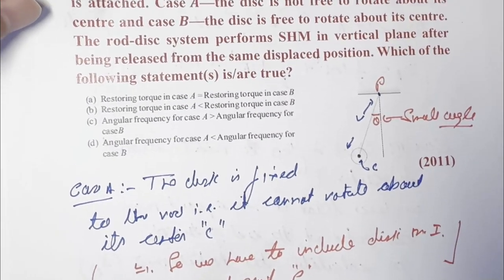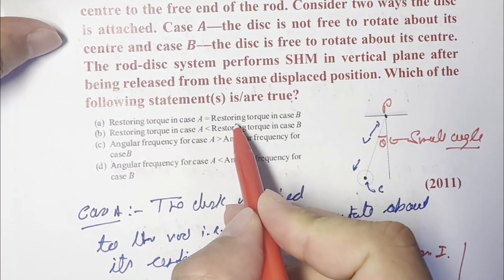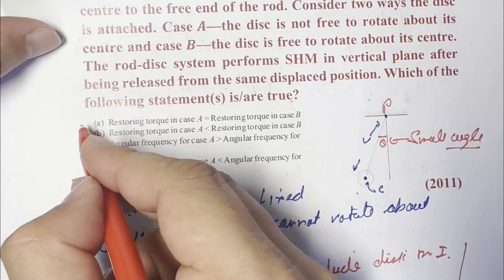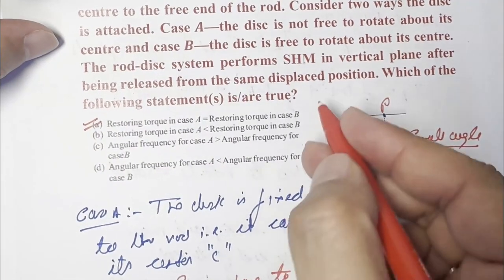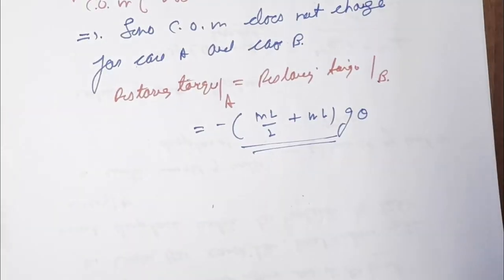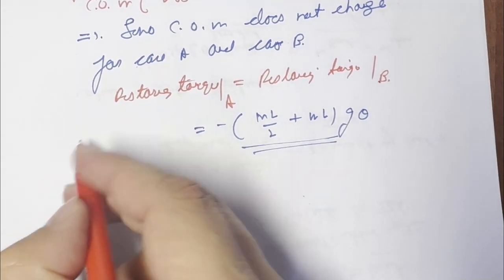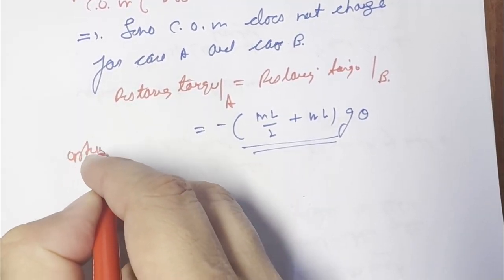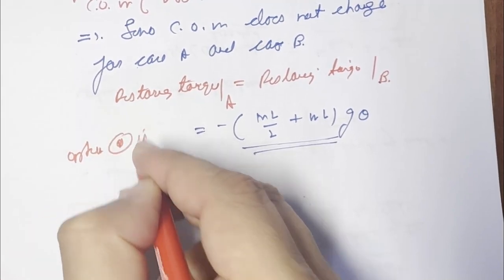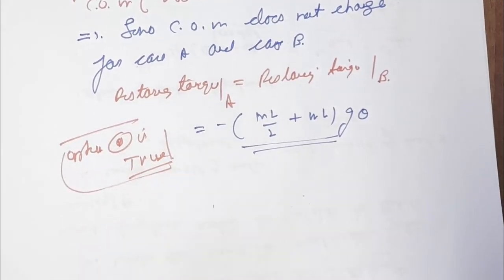So the option that are available to us is restoring torque case A will be equal restoring torque in case B. So option number A is correct. So this is our true option. So option A is true. Now let's go to the, you can say, the angular frequency.